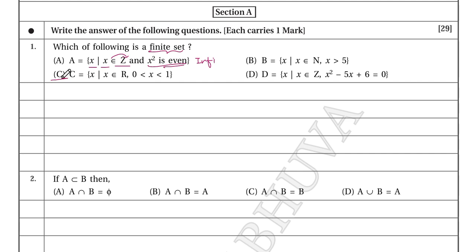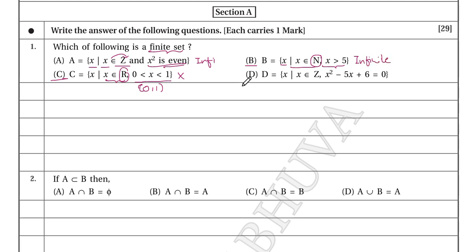Then the second option, x belongs to R, meaning real number, 0 less than x less than 1. That means it is the open interval 0 to 1. An interval is always an infinite set, so this is also wrong. Then look at option B, x such that x belongs to N, meaning natural number, such that x is greater than 5. More than 5 there are infinite numbers, so this is also an infinite set.